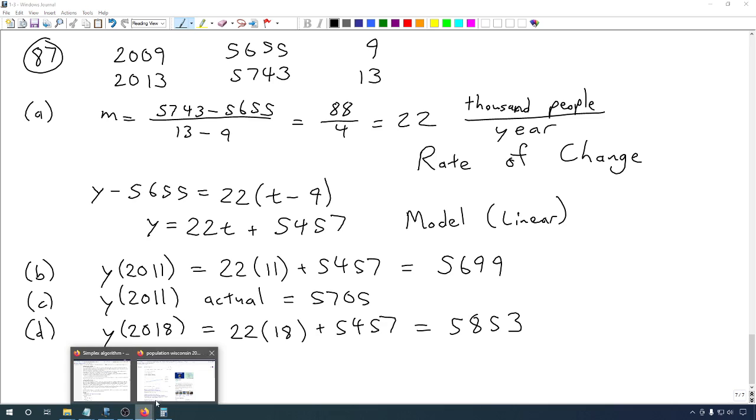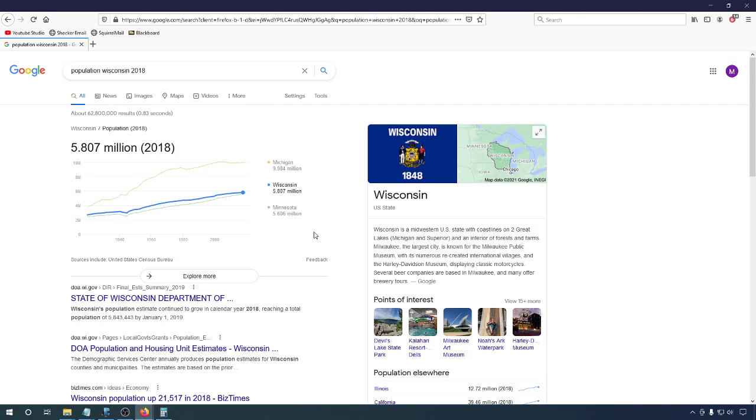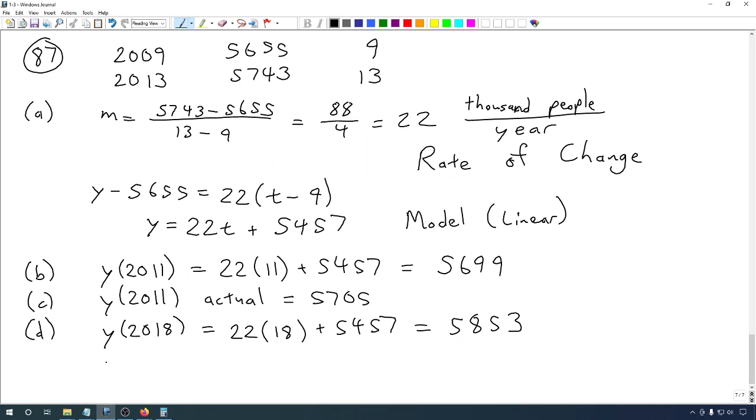And if we go ahead and compare to a Google search, they say that the population of Wisconsin in 2018 was 5,807,000 people. We have to change those units, so I'll go ahead and write that down. And note, this time we're actually a lot further off. We actually overshot by 46,000 people.